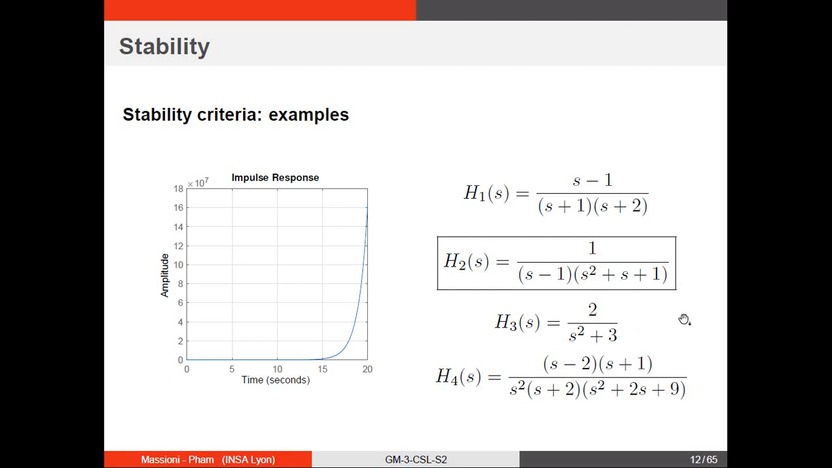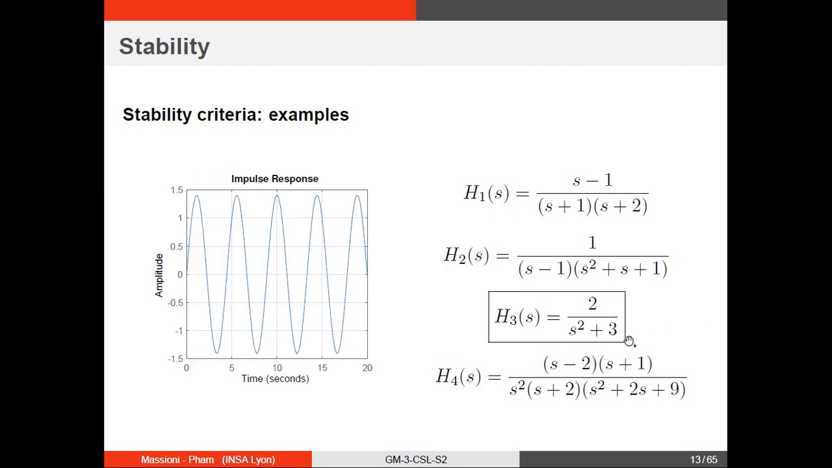Let's move to the next. So this one, you can compute very easily the solution of the denominator. It is a pure imaginary solution. Pure imaginary means zero real part, but with multiplicity 1, because you have a couple of complex conjugate poles. It's basically plus or minus square root of 3 times j.